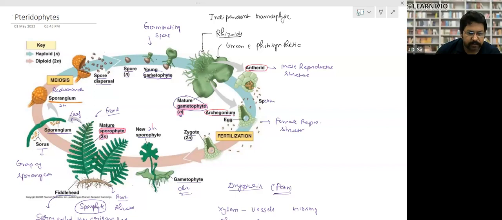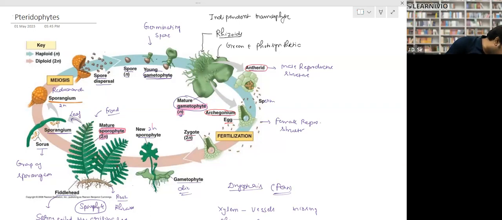Archegonium is a female reproductive structure. They have an egg, right? So the sperm swim and they fertilize over here. After fertilization, formation of zygote takes place. But from the zygote, formation of a dormant embryo does not take place. The zygote divides and germinates on the gametophyte itself, and formation of sporophyte takes place. The gametophyte will die and the sporophyte will become an independent plant. That's how two plants are found.